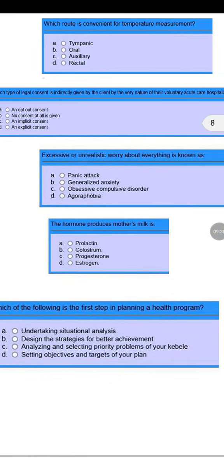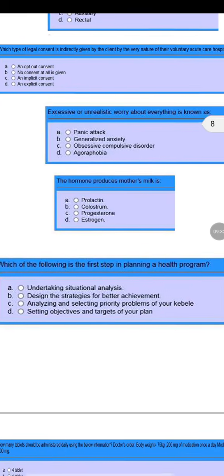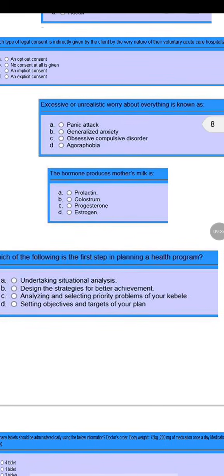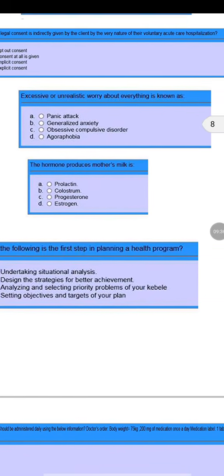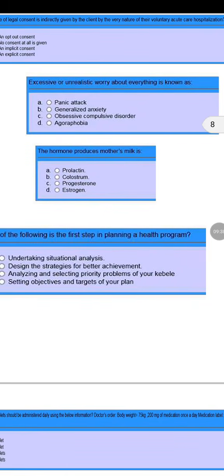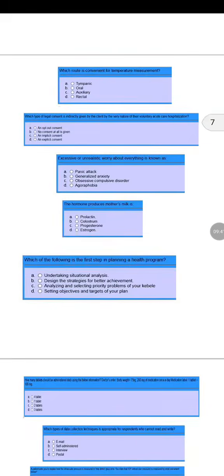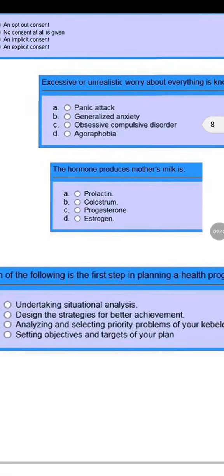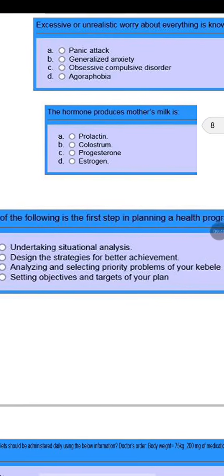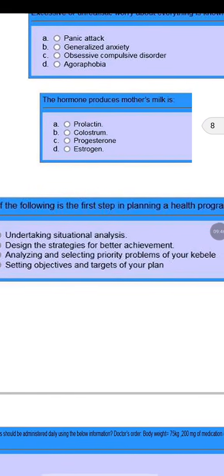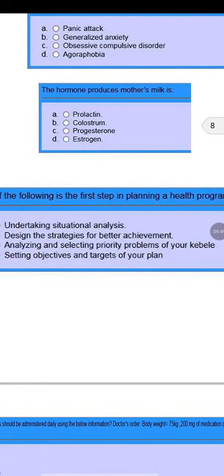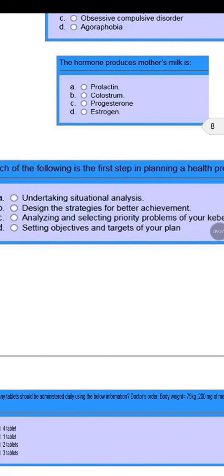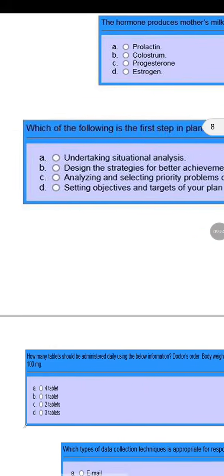Excessive or unrealistic worry about everything is known as generalized anxiety. General anesthetic. Which hormone is responsible for the production of milk? Prolactin.